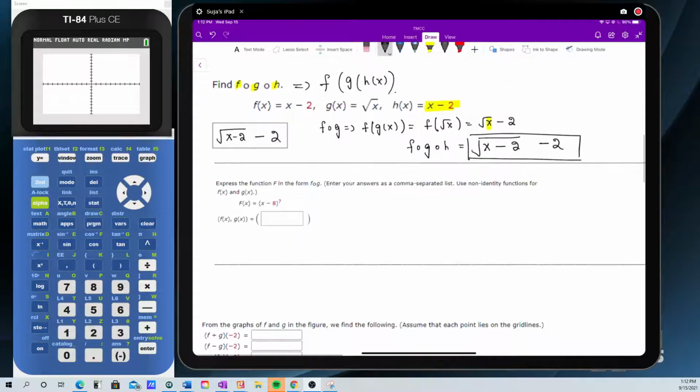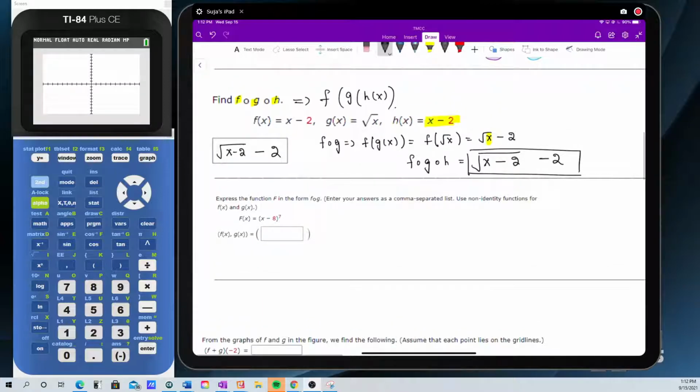Okay. Now the last one here in this section is going backwards. Like say they gave you the composed function. They want you to write it back, but express the function f in the form of f composed with g. Use non-identity functions. So what that means is they don't want you to use f of x equals x in here. Instead, identity function is like y equals x is an identity function. But because it says here to use non-identity function, I will have to make sure that I'm just picking functions that are not the identity.